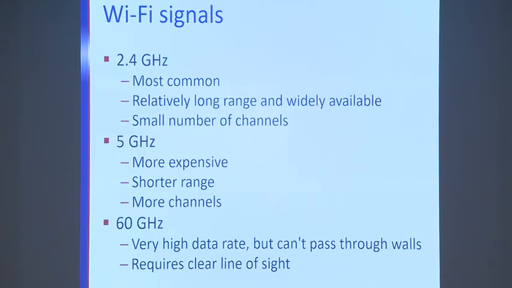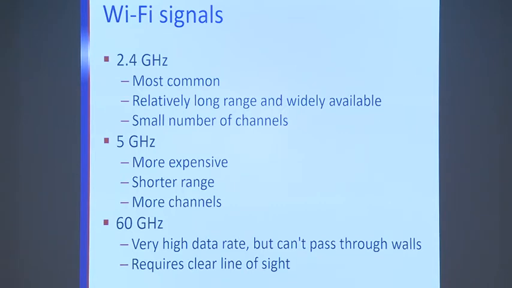So 5 gigahertz is more expensive. It's a shorter range than the 2.4. The lower the frequency, the greater the range. But you get more throughput with a 5 gigahertz than you do with a 2.4 gigahertz. Not a whole lot more, but you get a little bit more. And the 5 gigahertz has more channels. So the 2.4 gigahertz has 11 channels, at least in the United States, 13 channels in Japan. Whereas the 5 gigahertz has quite a few more than that.